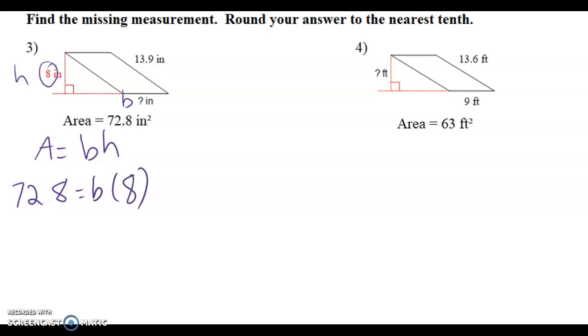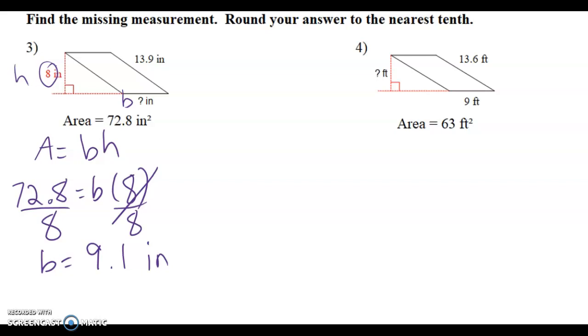Okay? So to solve this one, I simply just divide both sides by 8. Okay? So my base is equal to 72.8 divided by 8, which would be 9.1. The units would be inches. Okay?